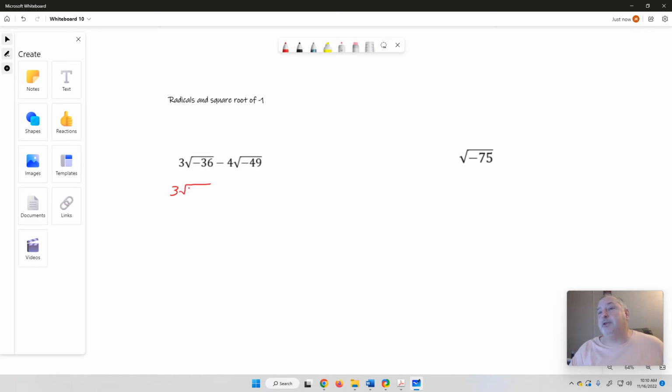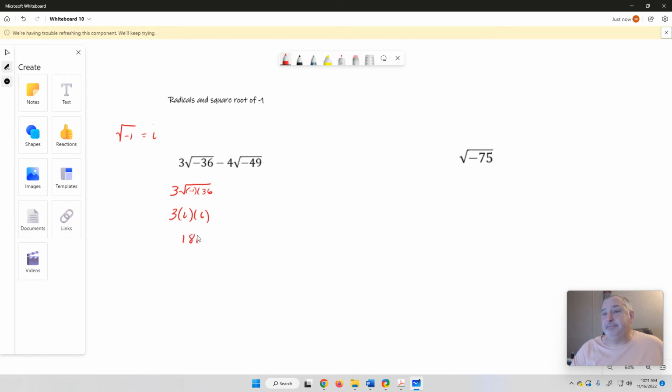So basically what we're doing is we're thinking that this is -1 times 36. And we know that the square root of -1 now is I. So that's going to be what we use. So this will be 3, and then we'll bring these square roots out. So this will be I, and this will be 6. Okay, so this will be 18I.